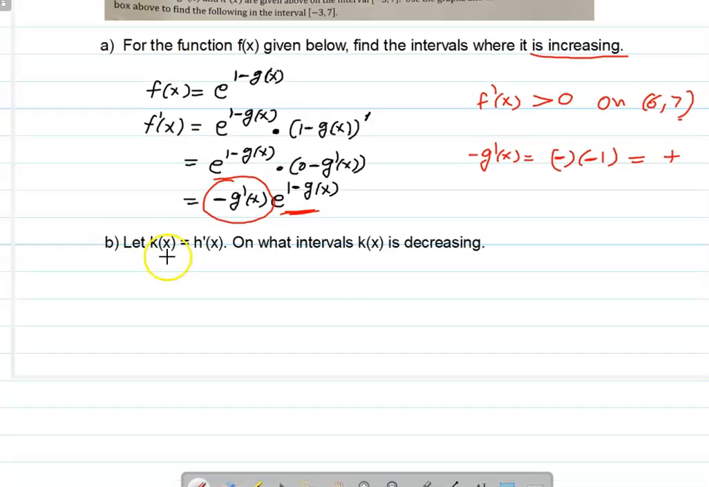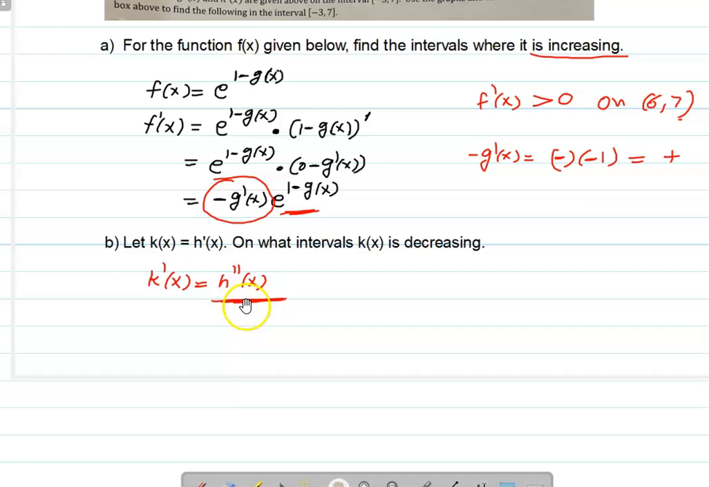For the second part, we are given a function k of x equals h prime x, and we need to find where the function k of x is decreasing. We know that any function is decreasing when its derivative is negative. The derivative of k of x would be k prime x equals h double prime x.